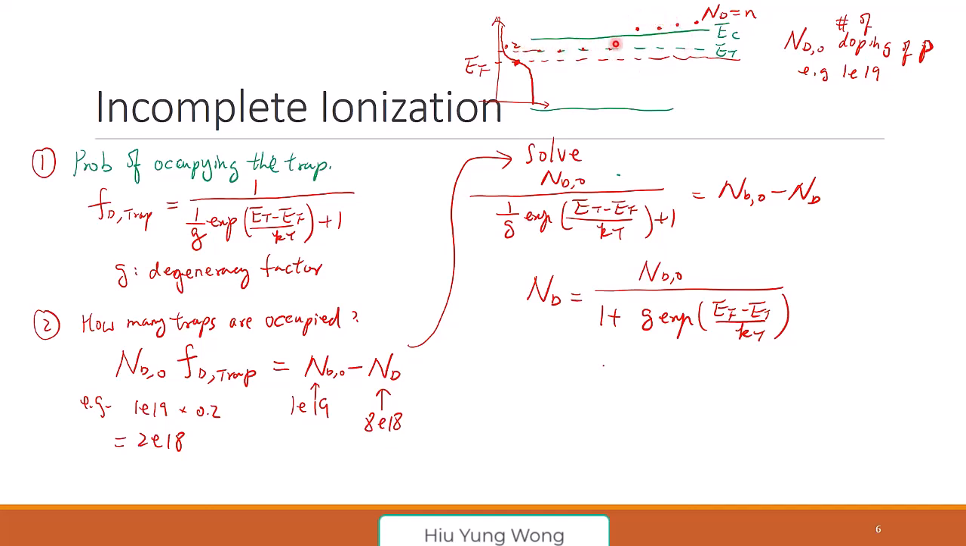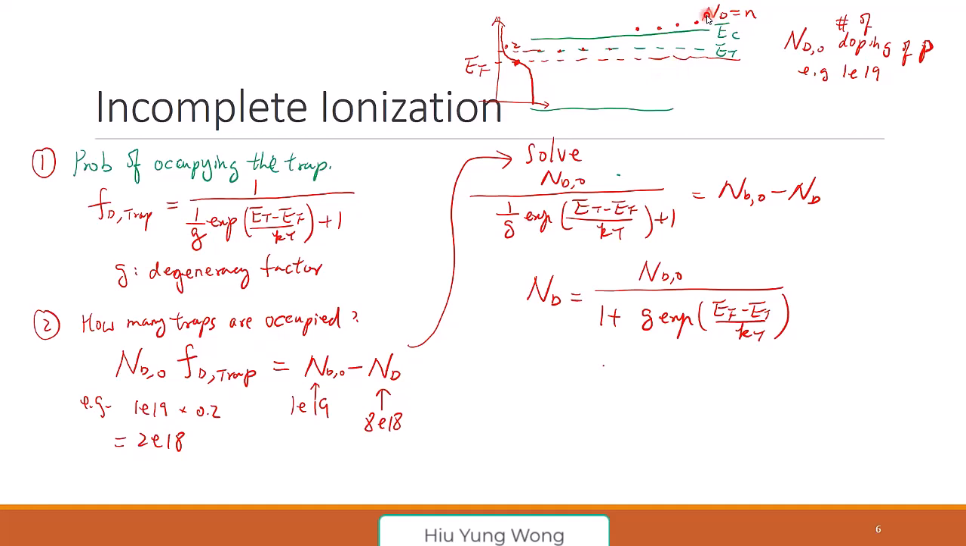You have dopant. You intentionally add the dopant to the structure. Not all of them are ionized. You put in 1E19, maybe 20% are not ionized. How do we calculate? Just Fermi Dirac distribution times the state. Of course, you need to know the Fermi level. You just need to solve self consistently, right? But if you know the Fermi level, you can calculate this easily, and then the rest are ionized.